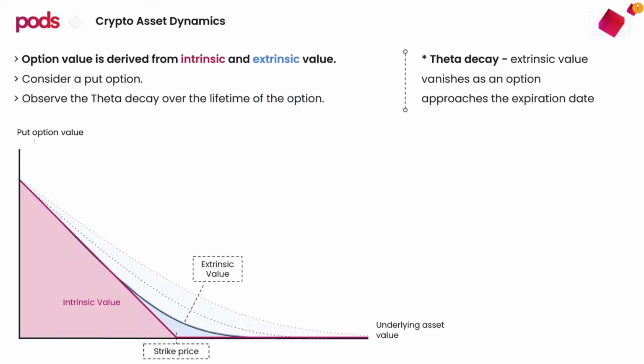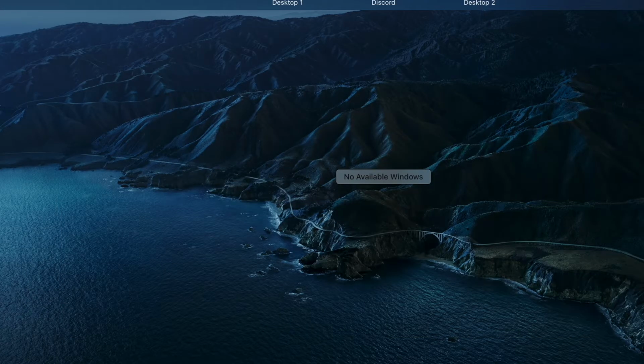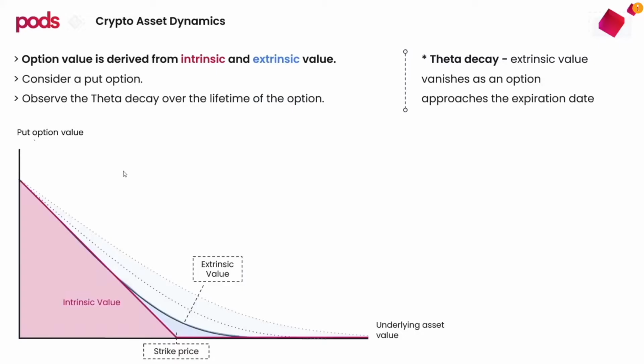And what importantly happens to extrinsic value as time goes on is this phenomenon of theta decay. What does this mean? It means that extrinsic value shrinks as time goes on because options have a particular point at which they expire. So for example, let's use an extreme case to explain this concept.